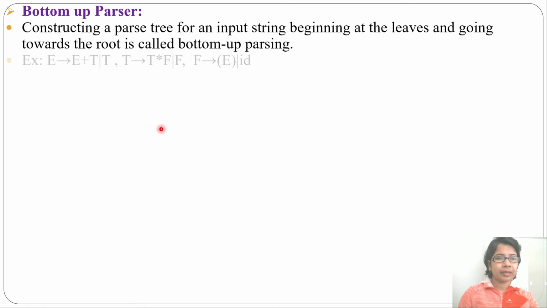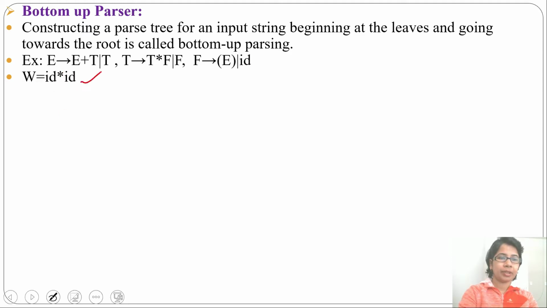Let's see one example. A grammar is given: E derives E plus T or T, T derives T multiplication F or F, F derives open bracket E close bracket or ID, and one string, that is ID multiplication ID. Now I will create the parse tree for this string. The string is given: ID multiplication ID.